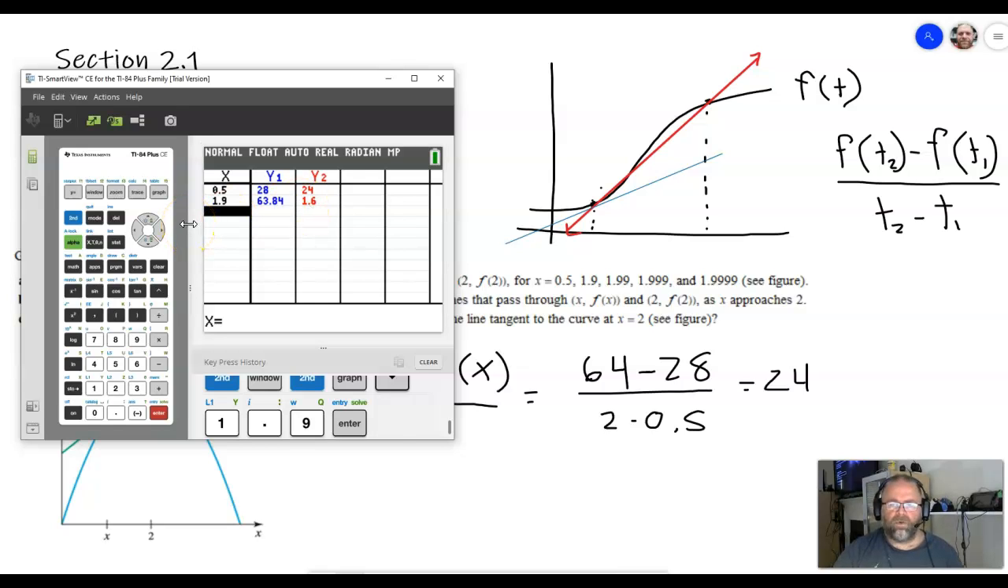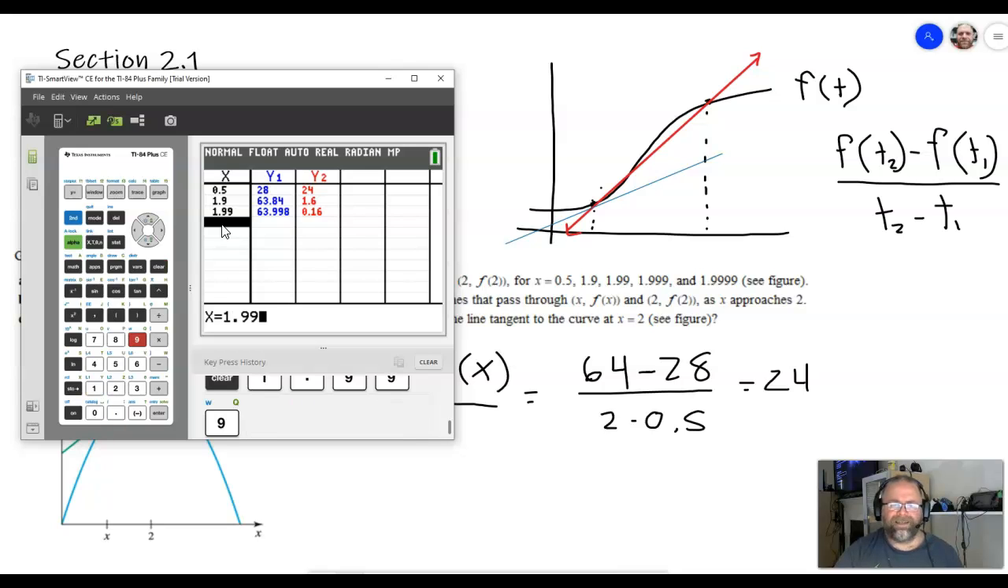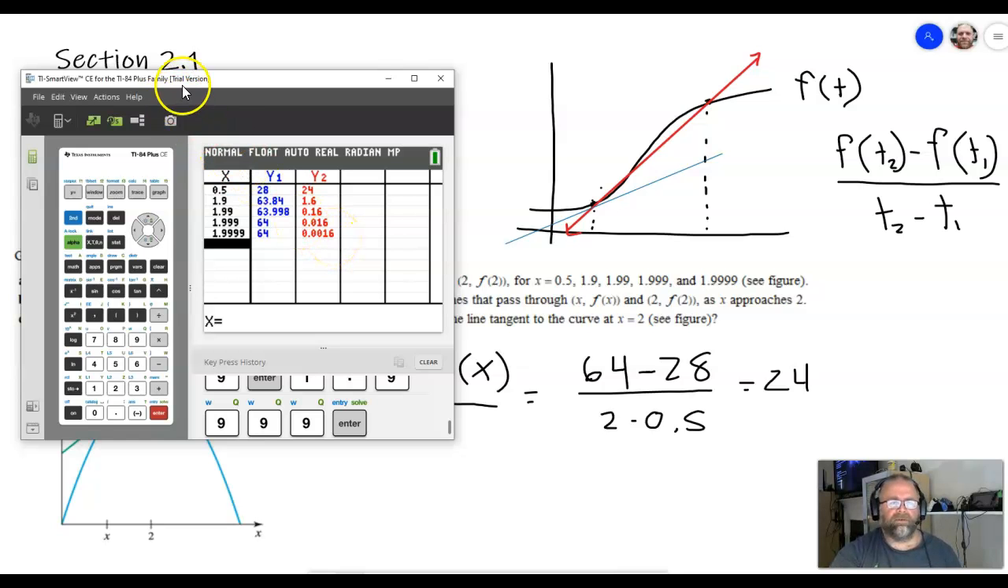So now let's try 1.99. It's gone down to 0.16. Let's try 1.999. It's down to 0.016 and 1.9999. And you can see that this value here is getting smaller and smaller and smaller. It looks like it's approaching 0.